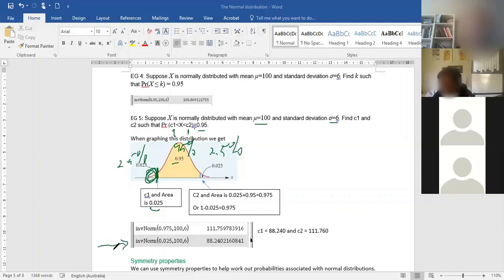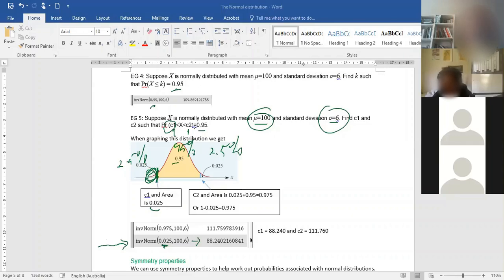We're going to find the inverse normal because we want to find our C1. Just like we did before, in this case we have only an area of 0.025, then our mean and our standard deviation. And when we press enter, we get that answer. So that's okay for that one.